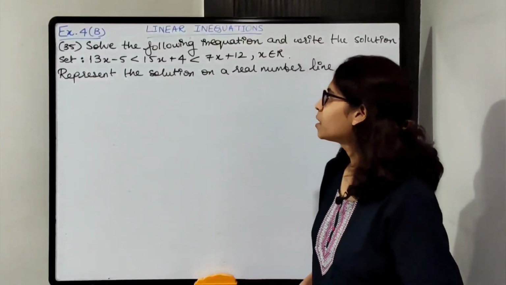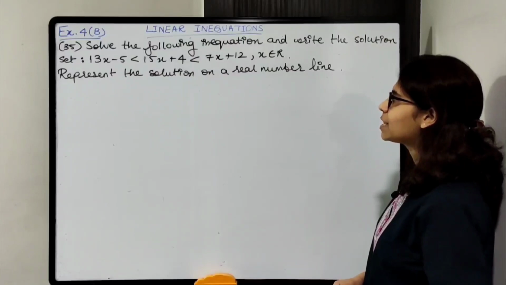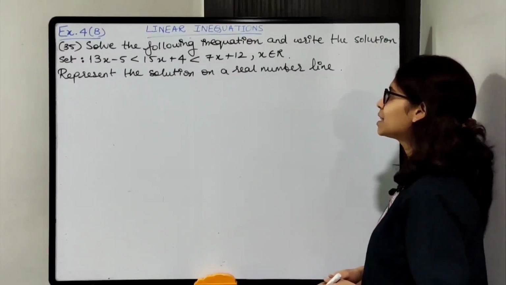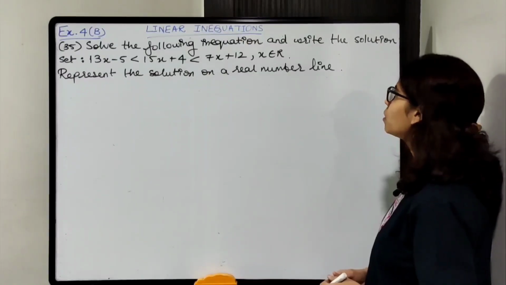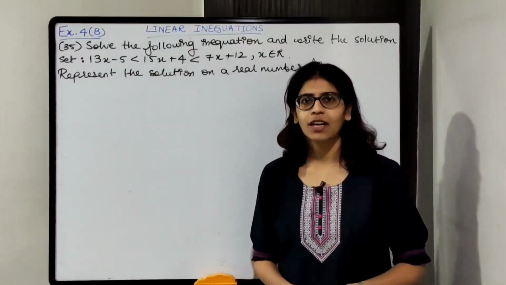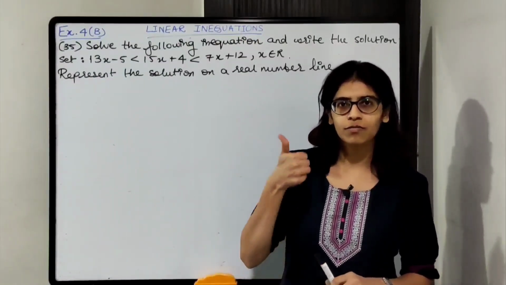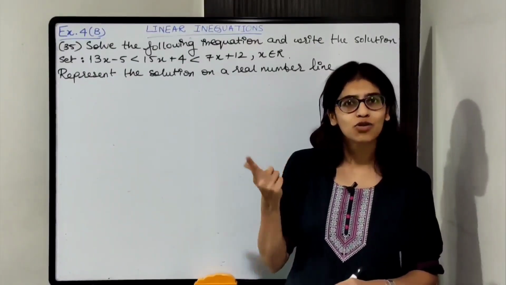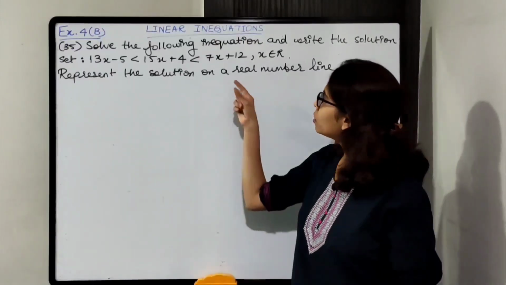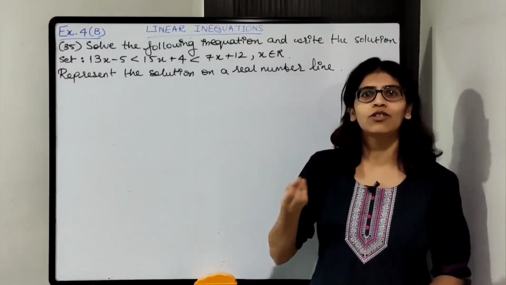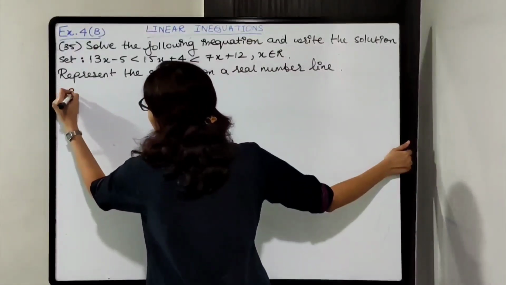Solve the following inequation and write the solution set: 13x minus 5 is less than 15x plus 4, which is less than 7x plus 12, where x belongs to R. Represent the solution on a real number line. So over here the inequation is given. The first thing that we do is solve the inequation. Second is the solution set, and third is plotting on the number line. Okay, so we have to plot it on the real number line, that is, x belongs to the set of real numbers. Okay, so write down the inequation first.